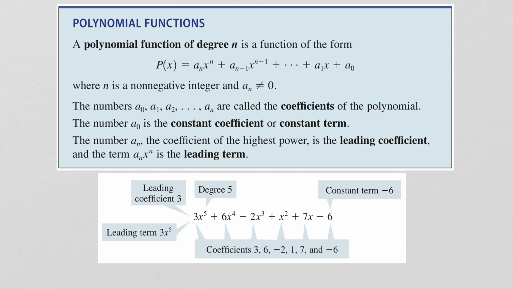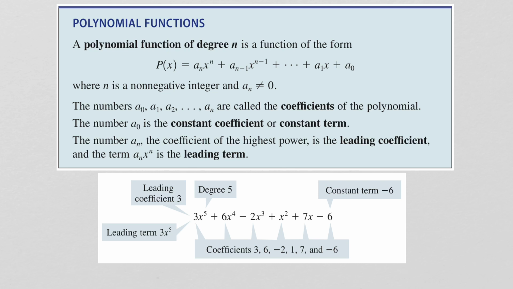So for example, if we have a polynomial 3x to the fifth plus 6x to the fourth minus 2x to the third plus x squared plus 7x minus 6, let's just take note of the fact that the leading coefficient is 3, the degree of the polynomial is 5, the constant term is negative 6, the leading term is 3x to the fifth, and this polynomial has 6 coefficients, and those 6 coefficients are 3, 6, negative 2, positive 1, positive 7, and negative 6.